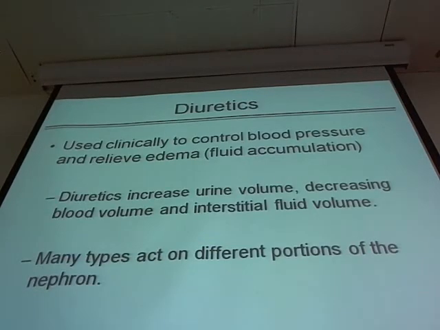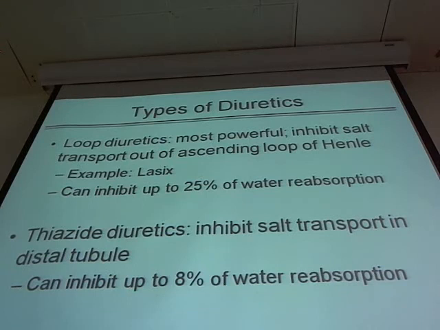Clinical application. Diuretics is on here. Diuretics are clinically used to control blood pressure, some by pushing out more sodium, excreting more sodium. Diuretics increase urine volume, decreasing blood volume and interstitial fluid volume. They affect different portions of the nephrons. So antidiuretic decreases urine volume, right? Yes, antidiuretic decreases urine volume.